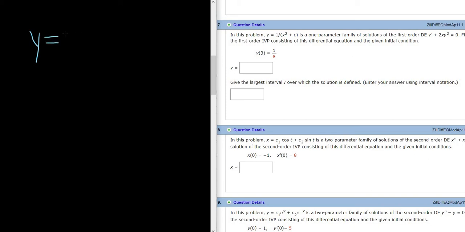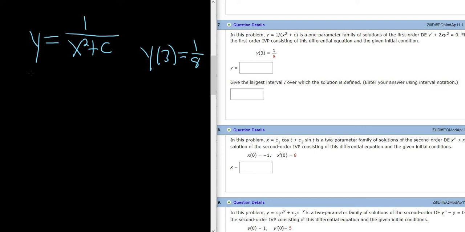So this answer here, let's write it down. y equals 1 over x squared plus c. This is called a one-parameter family of solutions. So if you solve this differential equation using some math, you'll get this. So we have to find the solution that satisfies this initial condition, y of 3 equals 1/8. To do that, all we have to do is replace x with x and y with y.